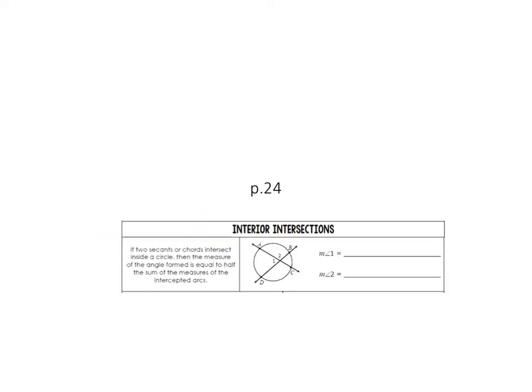Welcome to day 4. We're going to continue talking about arc and angle measures. So we're going to take a look at page 24, interior intersections. So these angles are formed inside the circle. So let's first take a look at angle 1. Angle 1, here's angle 1.